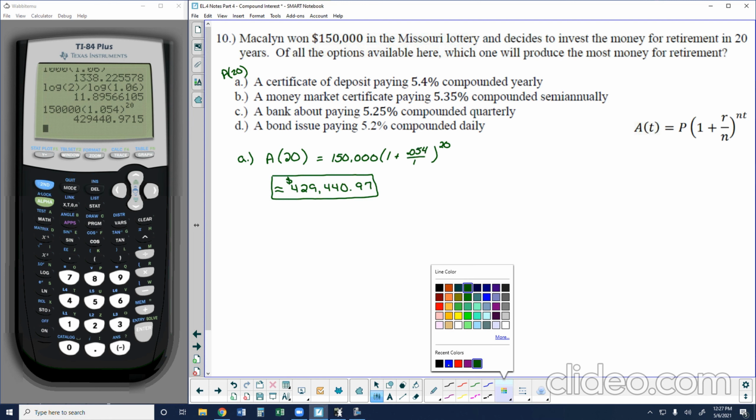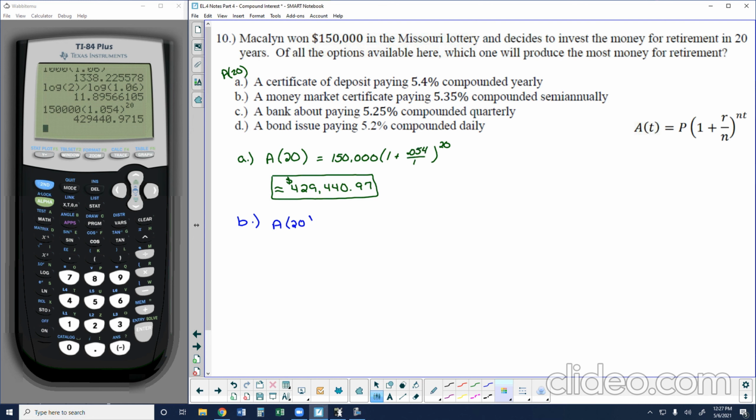So in B, we have a money market certificate paying 5.35% compounded semi-annually. So a lower rate, but compounded more frequently. The interest is being taken more frequently. So if I substitute into the formula this time, my principal stays the same, my time domain stays the same. This time my rate is 0.0535 when I take my percentage and convert it to a decimal. N is 2. If it's compounded semi-annually, it's going to be compounded twice during the year.